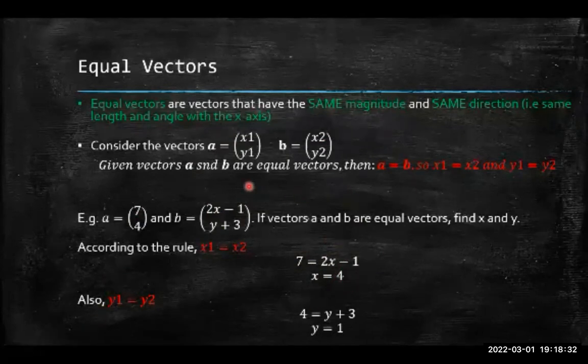Also, because in my definition of an equal vector, y1 has to be equal to y2. So in this case, my y1 would be 4. So y1 is 4. And then y2 would be y plus 3. And therefore, it's 4 is equal to y plus 3. Y would be equal to 1. How did I get 1? I subtracted 3 from both sides. Is that straightforward enough?